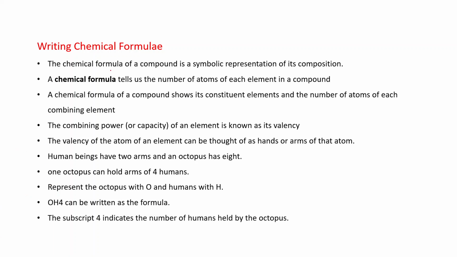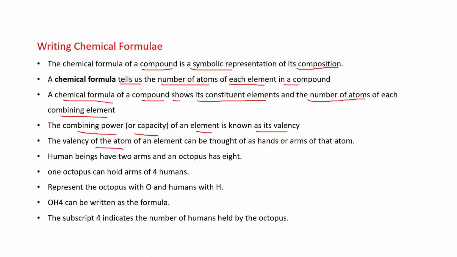Actually, the chemical formula of a compound is a symbolic representation of its composition. A chemical formula tells us the number of atoms of each element in a compound. You can also say a chemical formula of a compound shows its constituent elements and the number of atoms of each combining element. And the combining power or capacity of an element is known as its valency.